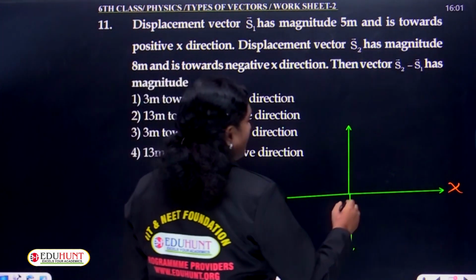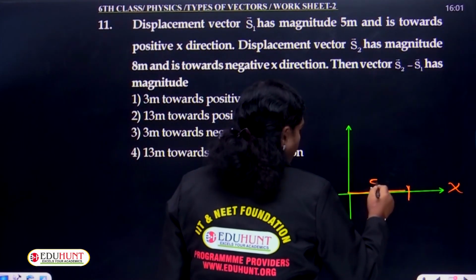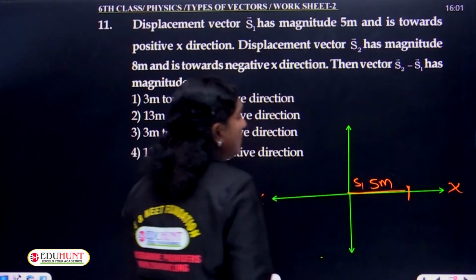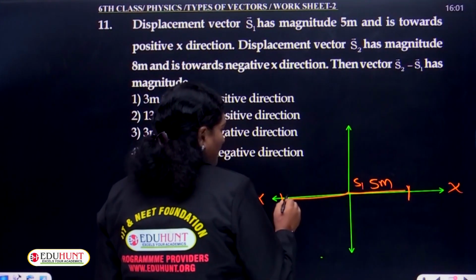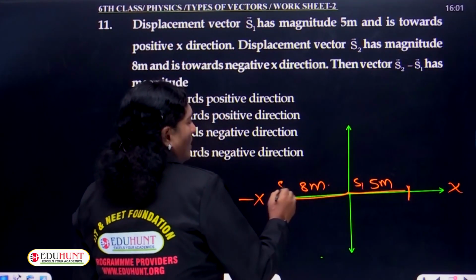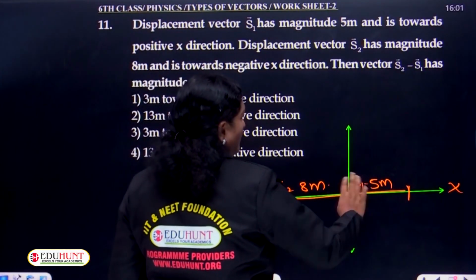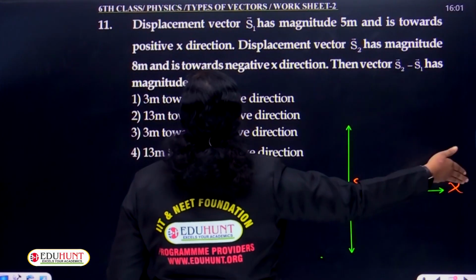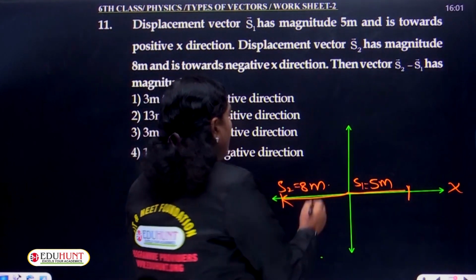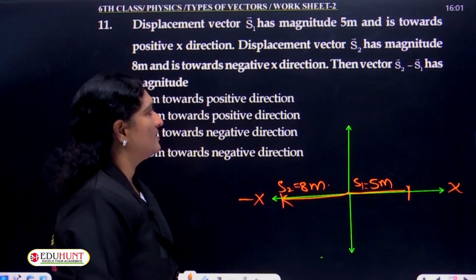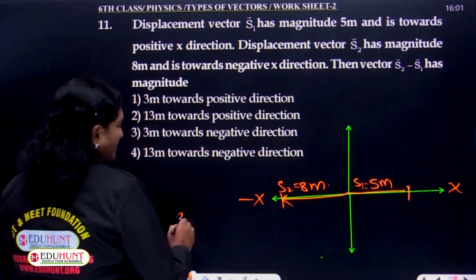So clearly this is the positive x-axis and this is your negative x-axis. So how much is the displacement for S1? It covers 5 meters on the positive x-axis, and now S2 covers 8 meters on the negative x-axis. This is what is given. Displacement vector S1 has 5 meters and is towards positive x-axis direction. Displacement vector S2 has a magnitude of 8 meters towards negative direction. Then the vector S2 minus S1 is.